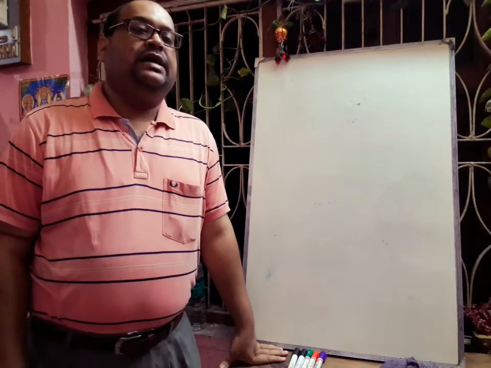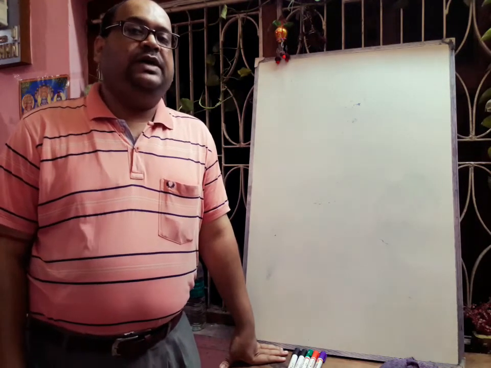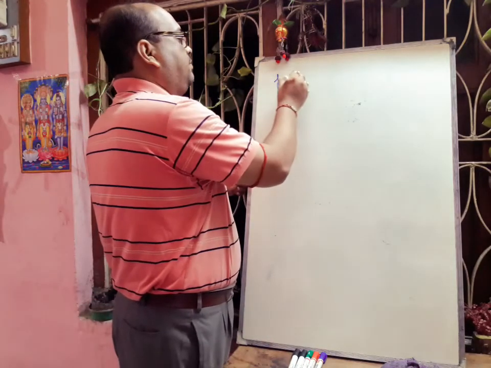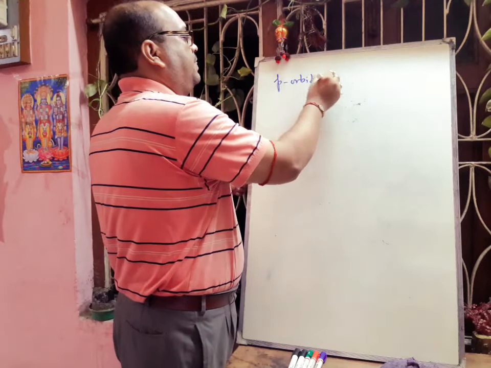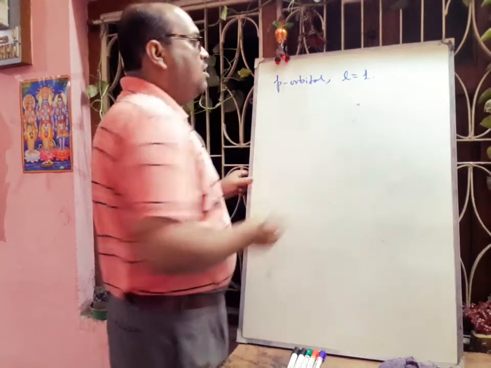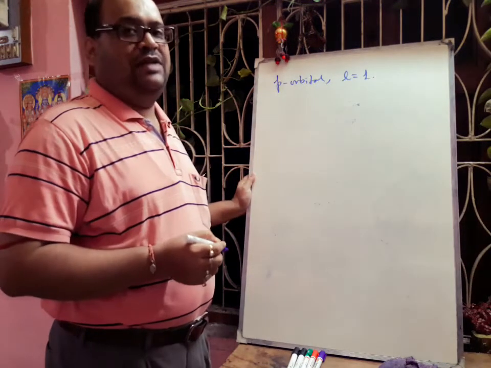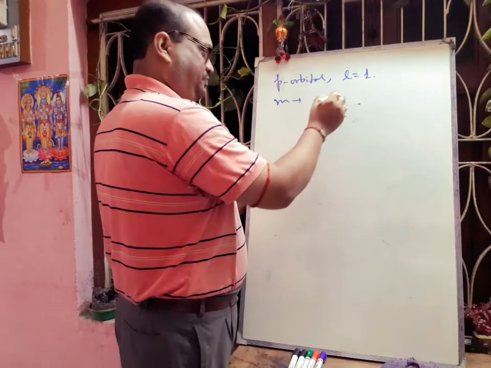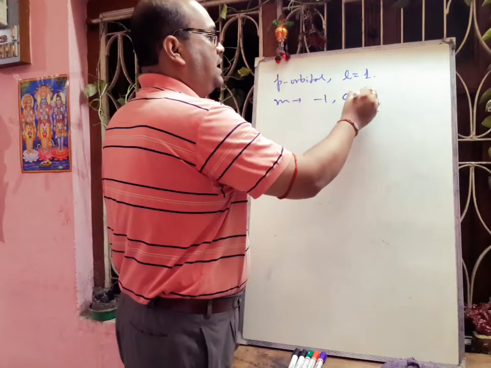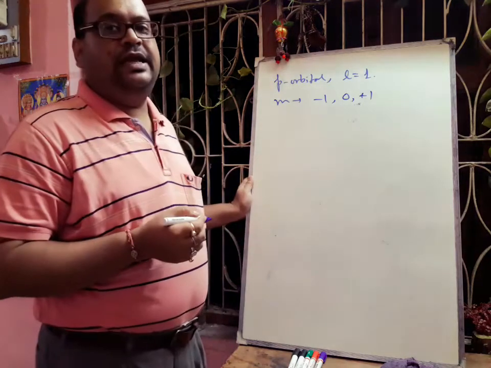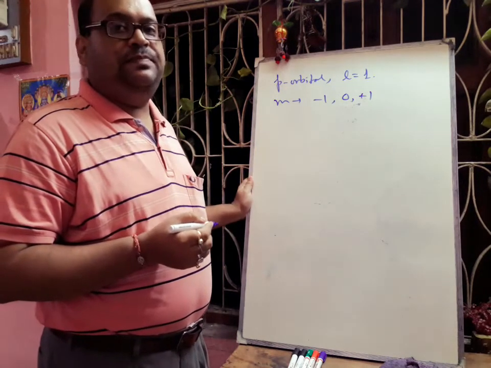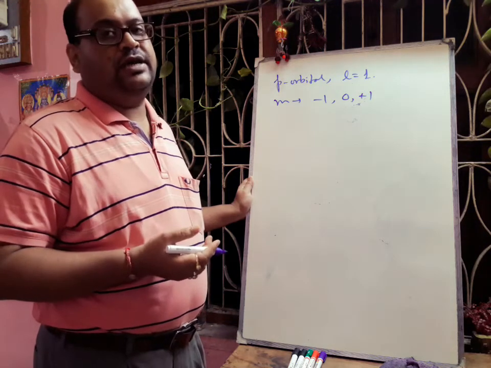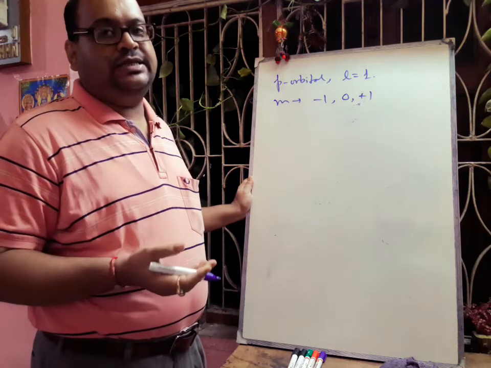Next we will discuss the p orbital. For the p subshell, l is equal to 1. Now what will be the value of m? m has three values, minus 1, 0 and plus 1. So definitely there will be 3 p orbitals, or the p subshell has 3 p orbitals. Hence the p orbital has 3 orientations.